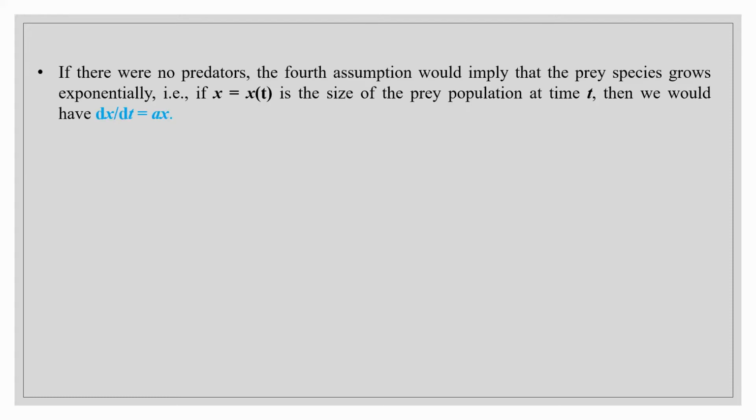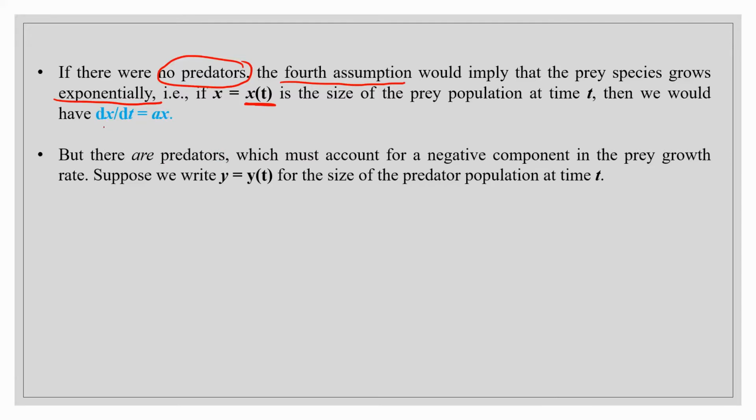So according to the fourth assumption, we have seen that if there is no predator, then the prey species will grow exponentially. Now if x(t) denotes the prey population, then we can write dx/dt = ax in the absence of the predator, because if there is no predator then the prey will grow exponentially.